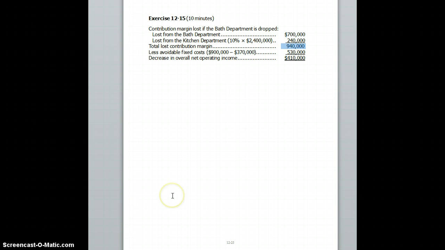We see in this problem that dropping the bath department is not a good move, from the standpoint that we decrease the overall profitability of the company by $410,000.